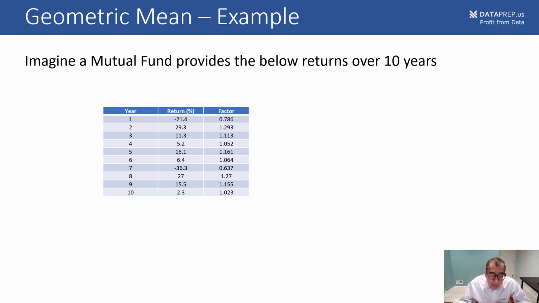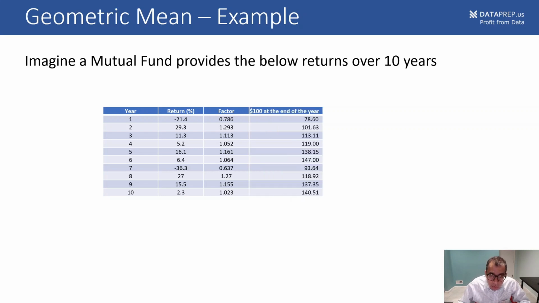So, for each year's returns, you have a multiplication factor, which is really just the return plus 1, and that adds up to 0.786 for the first year, which means if you had $100 in the investment at the beginning of the year, you are left with $100 times 0.786 or $78.6 at the end of the year. Next year, you begin with the $78.60 and you get a 29% return, and your multiplication factor would be 1.293 and so on. And here is a table that clarifies this.